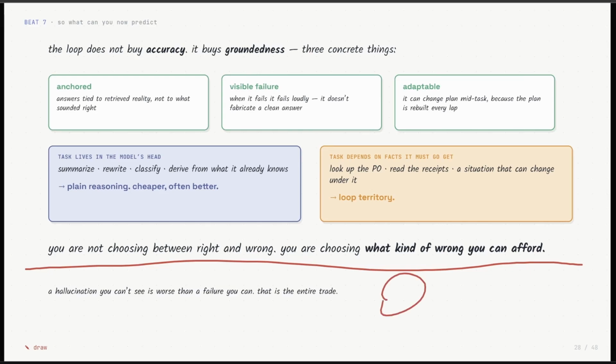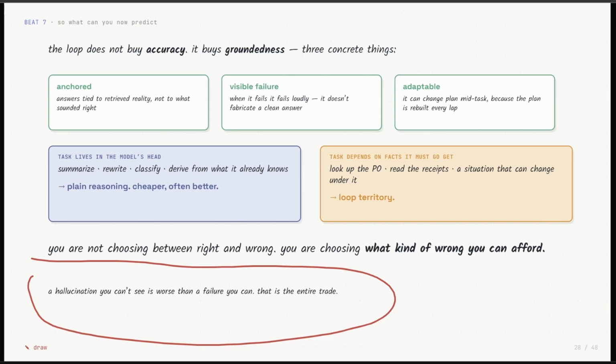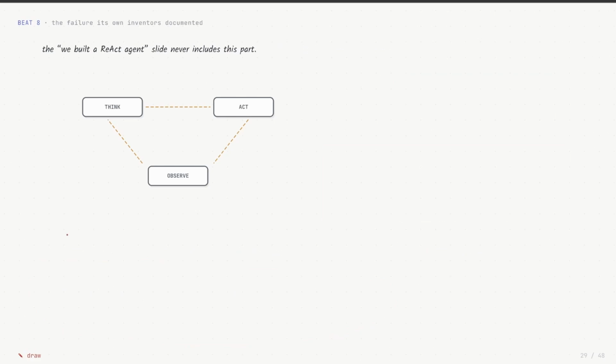Especially that 0% on the hallucination is worth its weight in gold. As I said here, a hallucination you can't see is worse than a failure you can. That is the entire trait. So now comes the part where we actually build a ReAct agent.